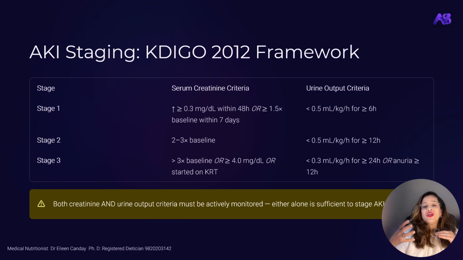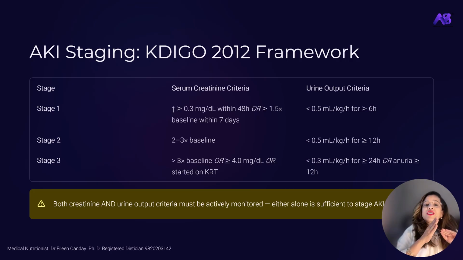How will you identify it as moderate? When the creatinine increases more than 2 times, between 2 and 3 times from the baseline. So whatever the baseline creatinine is, if the creatinine doubles or increases 3 times, and at the same time the urine output also decreases, 0.5 ml per kg per hour, for at least 12 hours. In the previous staging it was 6 hours, and here in stage 2, it is 12 hours.